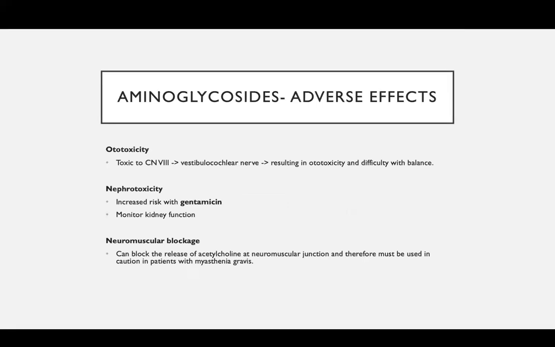Some of the adverse effects of aminoglycosides, which are also pretty high yield, are going to be ototoxicity. So they are toxic to cranial nerve 8, which is our vestibulocochlear nerve, and this can result in hearing loss and difficulty with balance. They're nephrotoxic, and you see increased risk with gentamicin. So when patients are on aminoglycosides, we are constantly monitoring their kidney function. They can also cause neuromuscular blockage. So they can block the release of acetylcholine at the neuromuscular junction, and so they're used with caution in patients with myasthenia gravis.